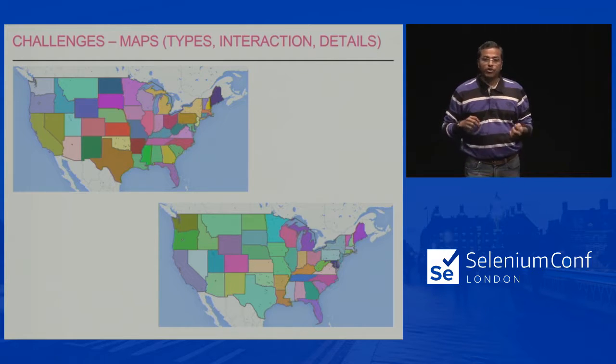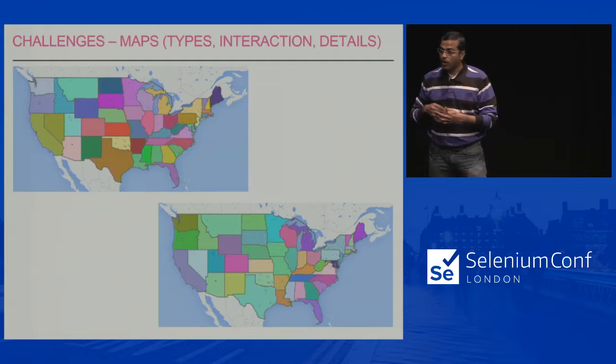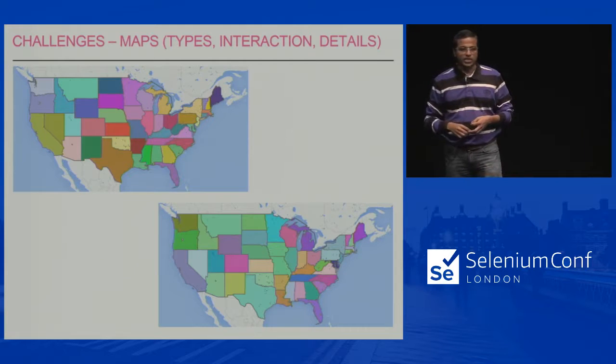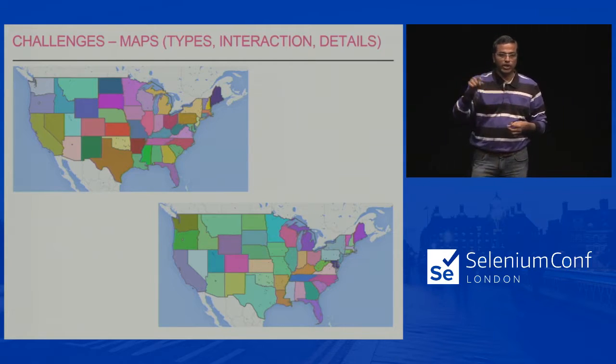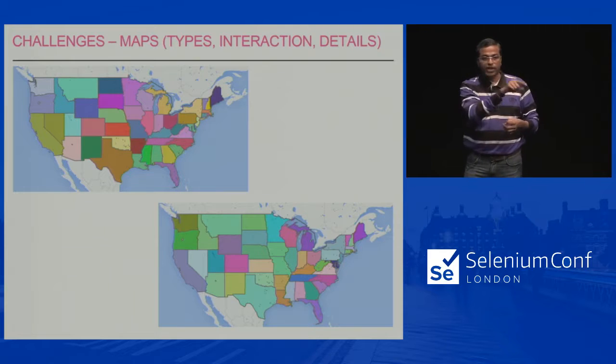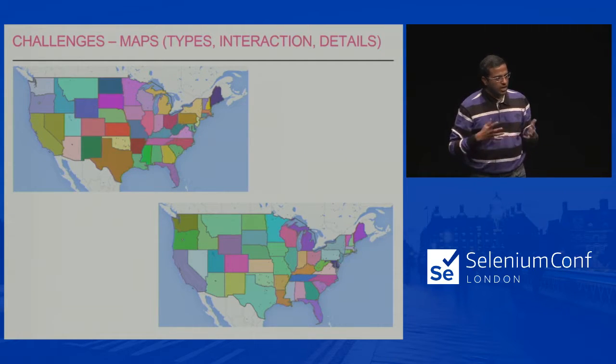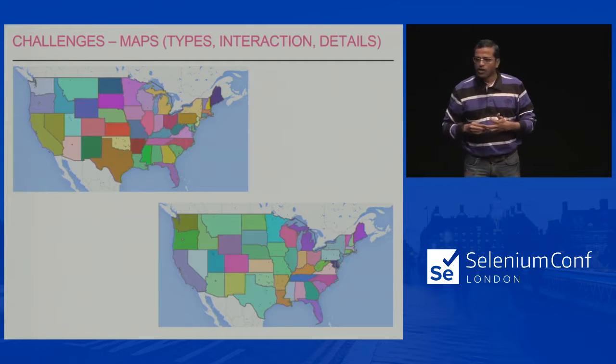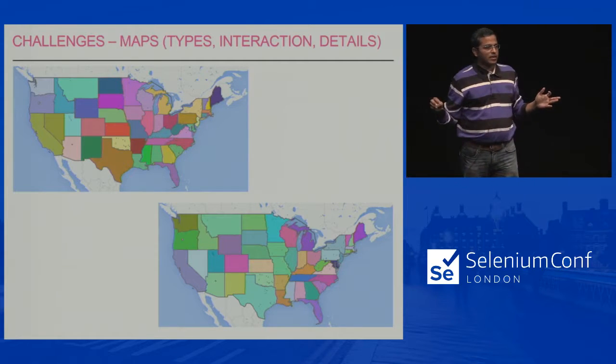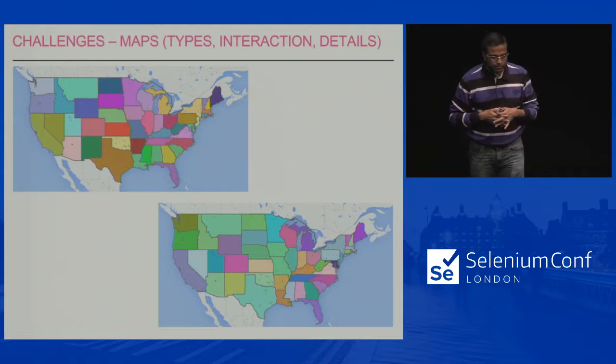Also, there are different types of maps. So what type of data is seen on them? How do you interact with that data? In some cases, it's a key selection. In some cases, you have to select various different points on the map and create a region out of it and do something with that particular region. So it becomes very complex. So these are all the challenges. This is all the pain that I went through.